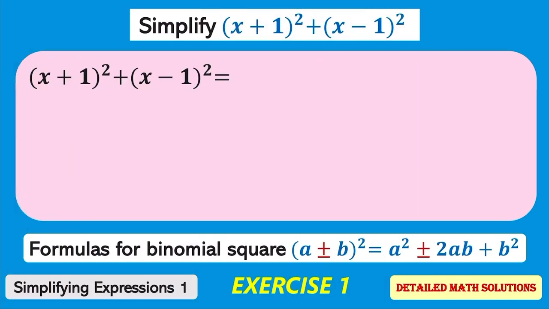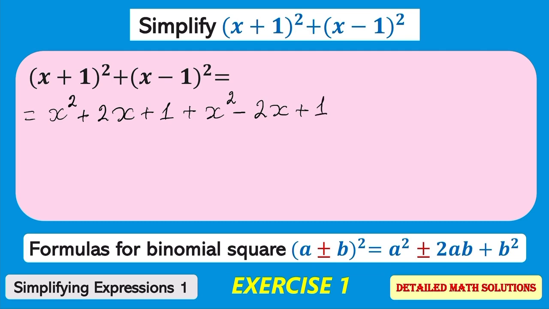Now I'm going to show how to do these 3 steps to simplify the first expression, x plus 1 in parentheses squared plus x minus 1 in parentheses squared. When I apply the formula for the first binomial, it equals x squared plus 2x plus 1. For the second binomial, this equals x squared minus 2x plus 1.